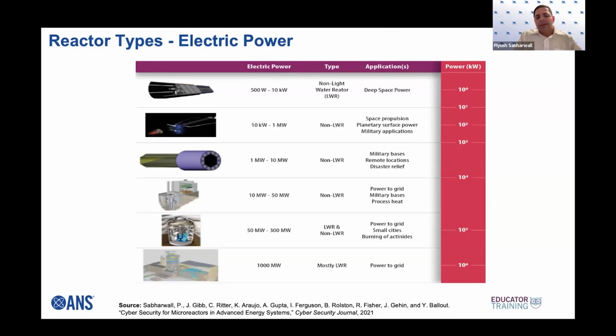And then in these microreactors, we're looking at non-LWR. So when I say non-LWR, non-light water reactors, water is not the main coolant here. We're looking at different coolants. Could be liquid metal, could be gas, and then could be molten salt, or even heat pipes, which I'll get into in a few minutes.